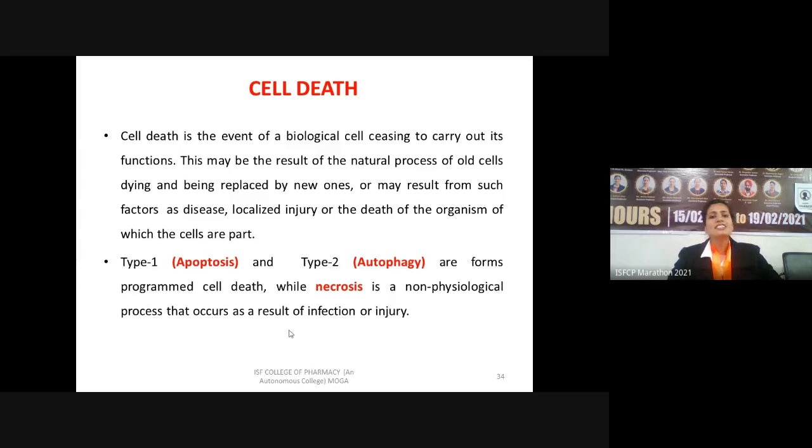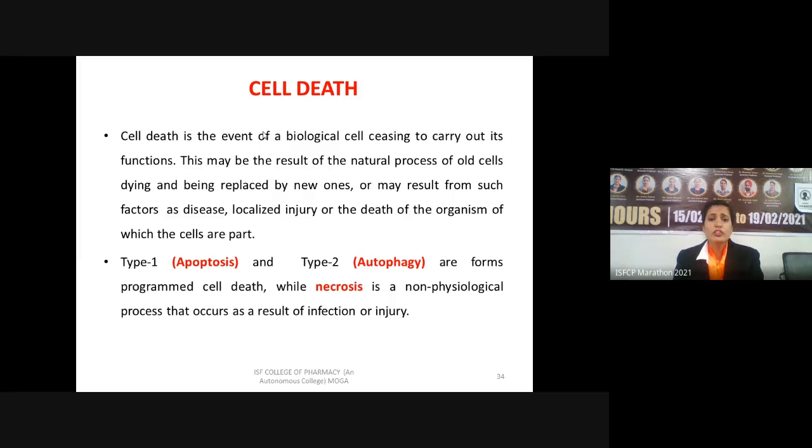Next we have cell death. In earlier slides, we studied how a cell divides. But now we will study how a cell leads to cell death. What happens to the cell that it has to go through the process of cell death? We can define cell death as the event of a biological cell ceasing to carry out its function. Ceasing means stop. Whenever the cell stops carrying out its biological functions, the process of cell death occurs, because the cell is no longer functionally active.